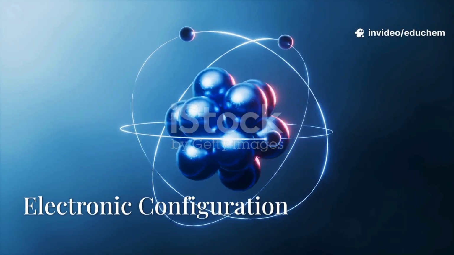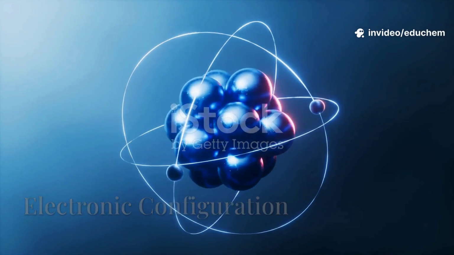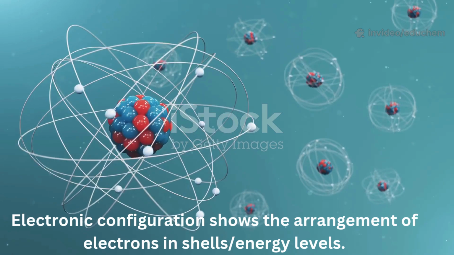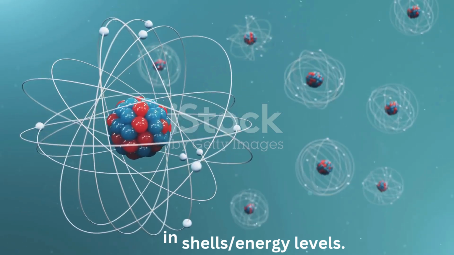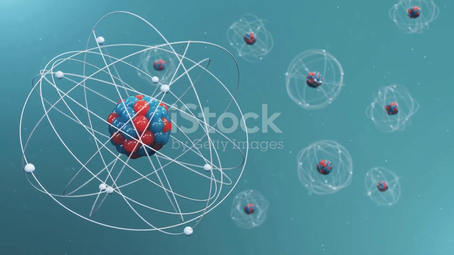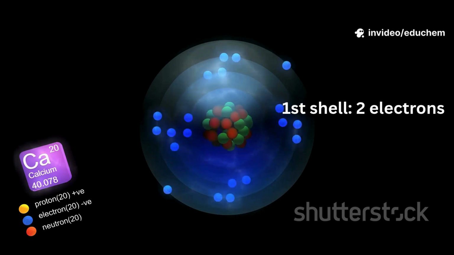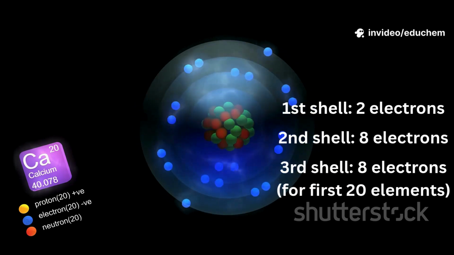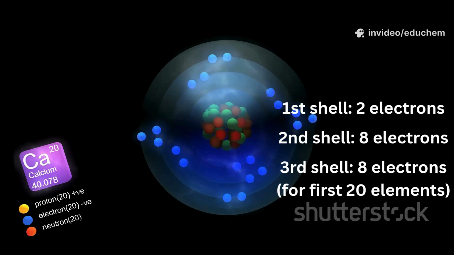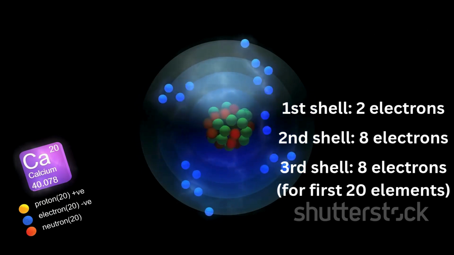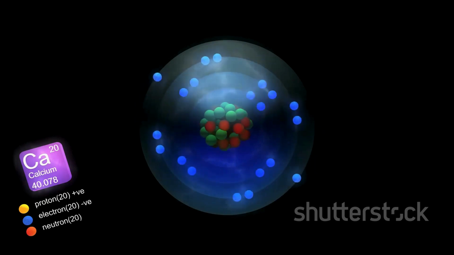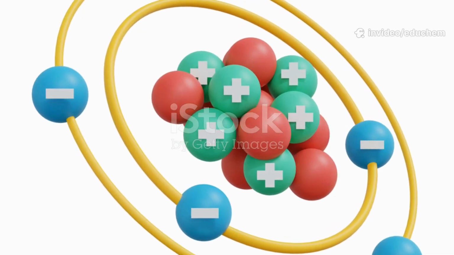Now let's talk about how electrons are arranged. This is called the electronic configuration. Electrons occupy specific energy levels or shells around the nucleus. Each shell can hold a maximum number of electrons. The first shell holds up to 2 electrons, the second shell, up to 8 electrons, the third shell can hold up to 18 electrons, but only holds up to 8 electrons for the first 20 elements. The fourth shell starts filling after the third shell. The shells fill up starting with the one closest to the nucleus.